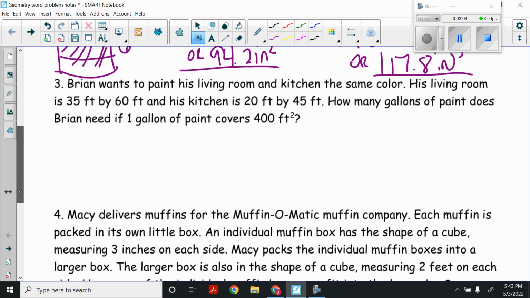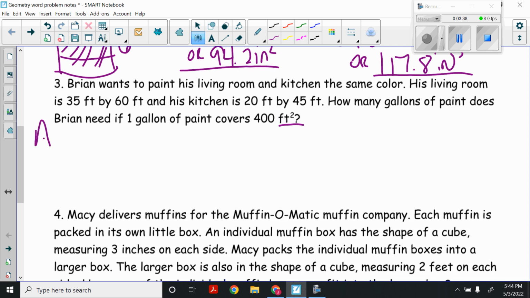Right, number three, Brian wants to paint his living room and kitchen the same color. His living room is 35 feet by 60 feet, and his kitchen is 20 feet by 45 feet. How many gallons of paint does Brian need if 1 gallon of paint covers 400 square feet? Okay, so right here I see square feet, so that tells me that I'm looking at area. We're not talking about surface area or lateral area. We're just talking about the area of a rectangle, right? The wall, okay? The length times the width or the height.